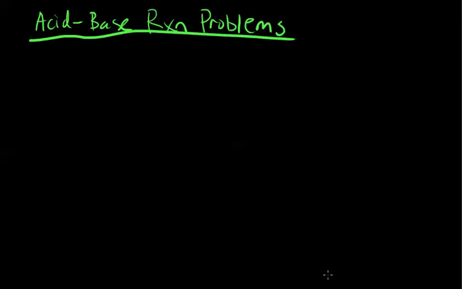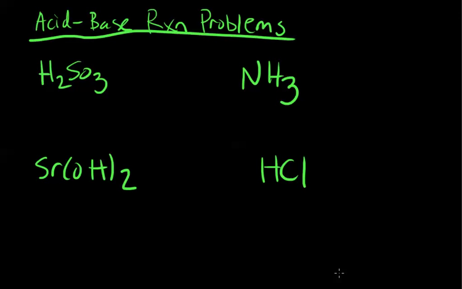All right, so hopefully you've become familiar with the three general types of acid-base reactions. And now what we're going to do is go over a few things that will hopefully help you with your homework. So here are four different species, and let's identify these as strong acids or weak acids and strong bases or weak bases.